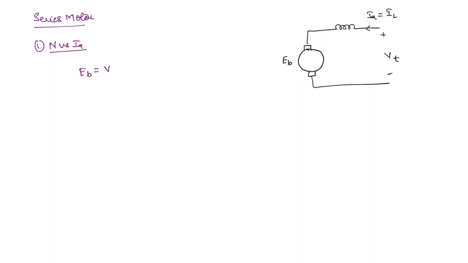Eb is equal to Vt minus Ia into armature resistance as well as the field resistance. Okay, so Rse, series field resistance. Now what is Eb? It is equal to K phi omega. So this is equal to Vt minus Ia into Ra plus Rse.